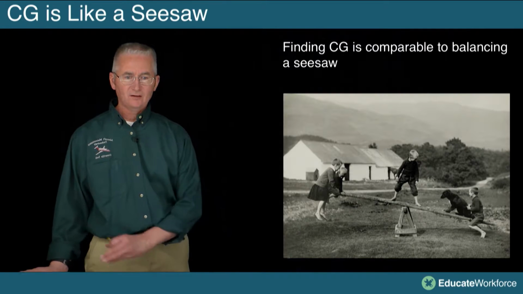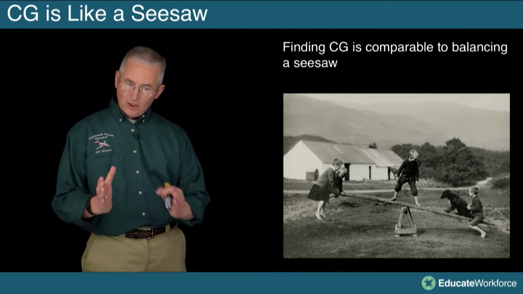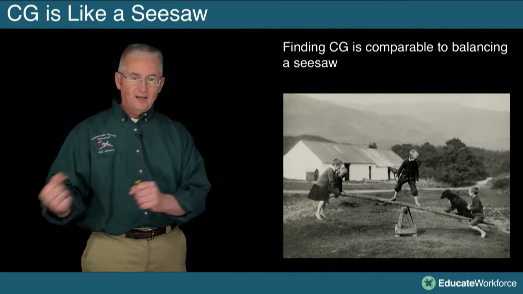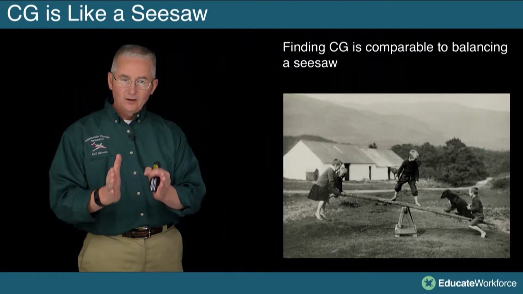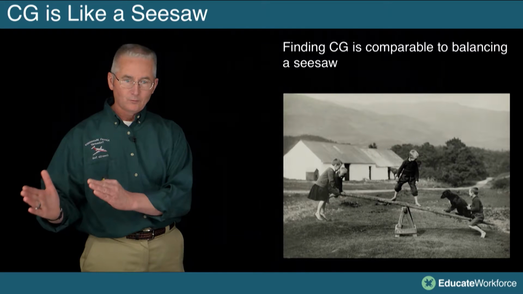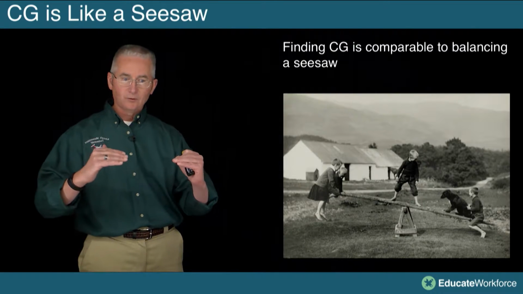Remember the seesaw? When we were growing up in the playgrounds, as long as you had two people that were equal weights on the left side and on the right side of the seesaw, you were fine. That seesaw balanced perfect. But the minute that you had somebody that was heavier on one side and lighter on the other, all of a sudden that seesaw wouldn't balance.